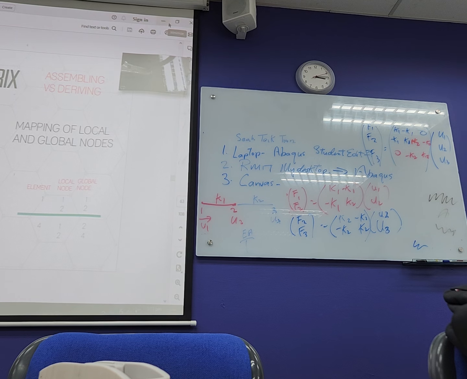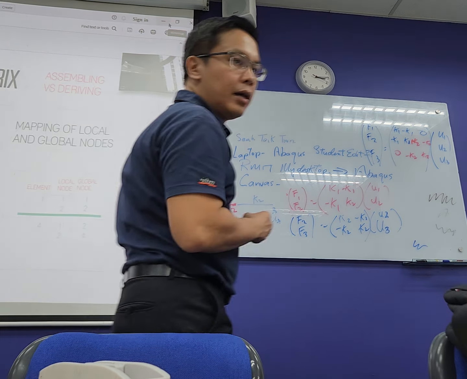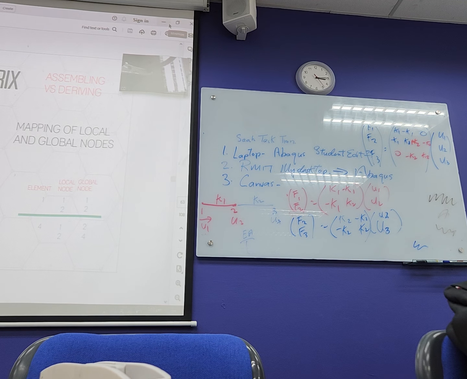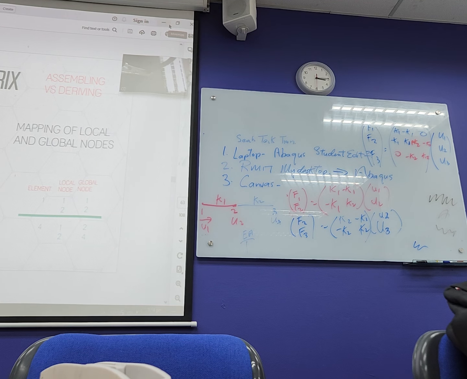There's a method to it. Yeah, for example, let's say for the first element, right? So the first node is what? Correct. U1, U2, correct. So we just do the first element now. So it will be K1. Correct. You just look at this one.